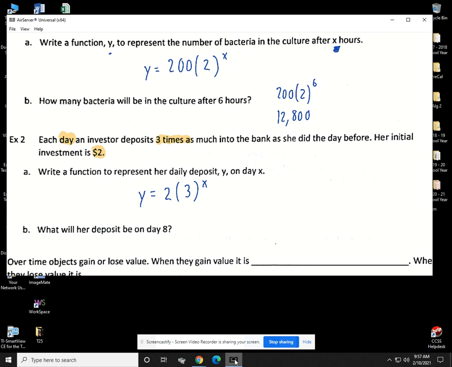And it says, what will her deposit be on day 8? So how do I figure that out? Somebody say plug in 8 for X. Somebody say that. Very good. We're going to plug in 8 for X, and I'm going to go to my calculator. 2 times 3 to the 8th power. So how much is she going to have to deposit into the bank on day 8? 13,122. Yeah.